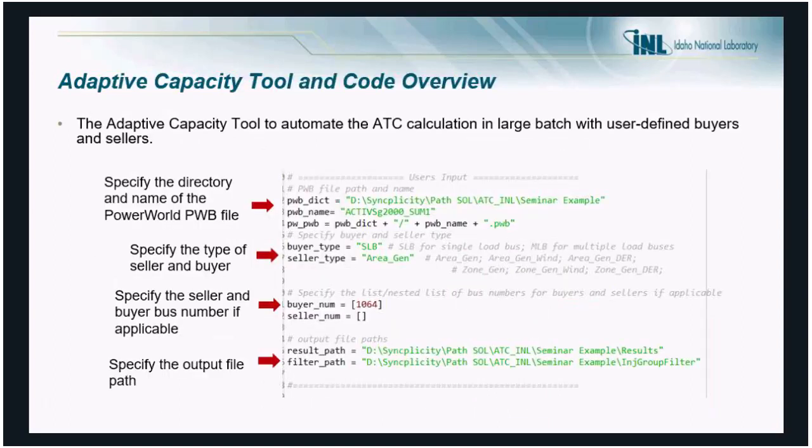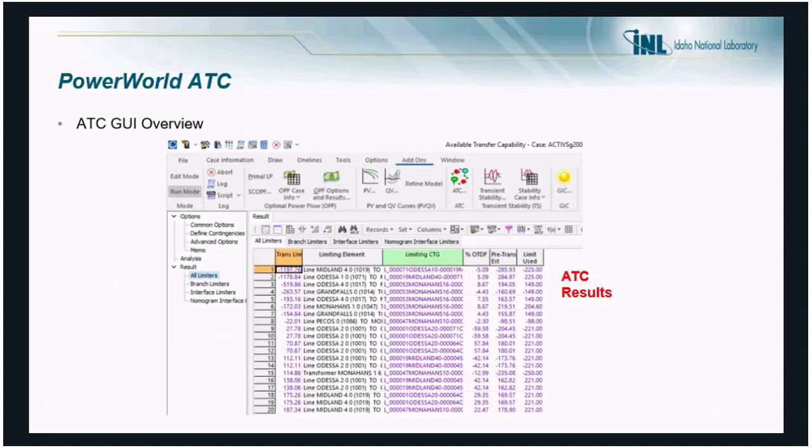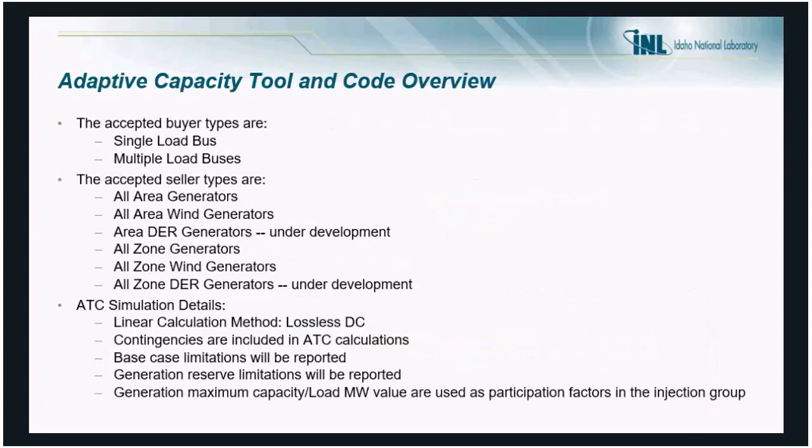So the first step is to define the buyer and seller injection groups, because we are considering a cluster of generators as an injection group to be the seller. In PowerWorld, if you go to the case information and I think it's called Model Explorer, under the aggregation tab, there's a subtab called injection groups, and that's where you define your injection group.